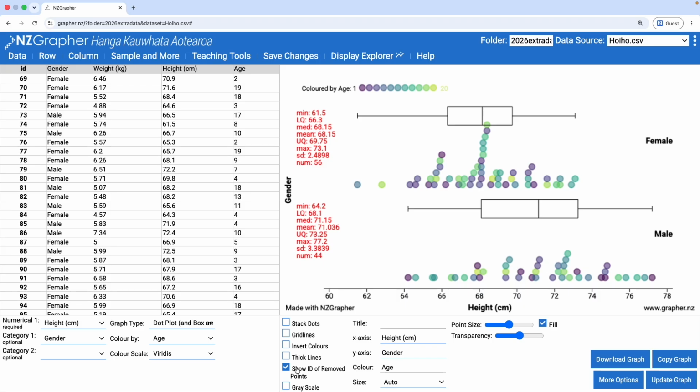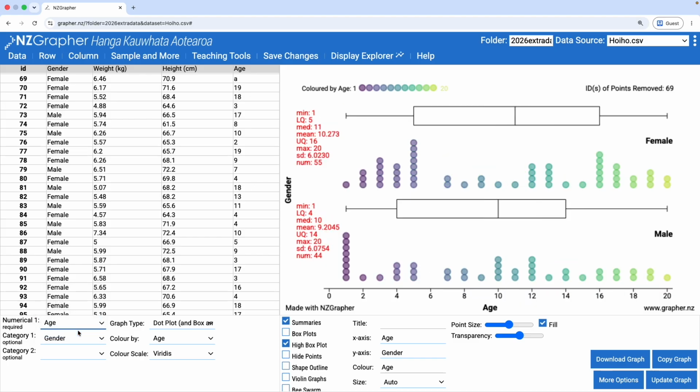Showing ID of points removed, sometimes you will have a point like this one, which does not have a valid, I'm looking at gender. Let's look at age, there we go. Sometimes you'll get one where you don't have a valid point in there, and so it tells you which point has been removed. Point 69 has been removed.